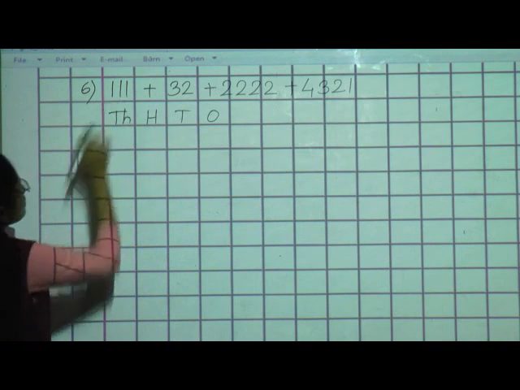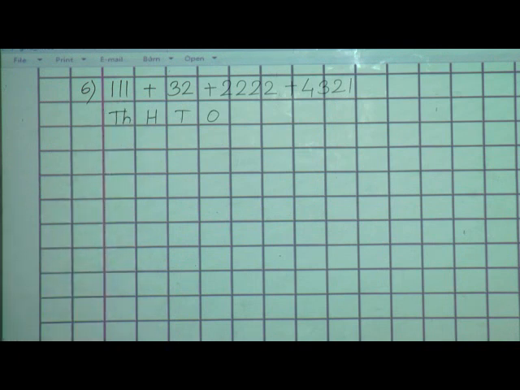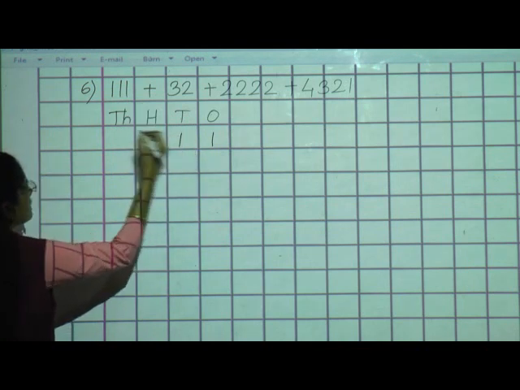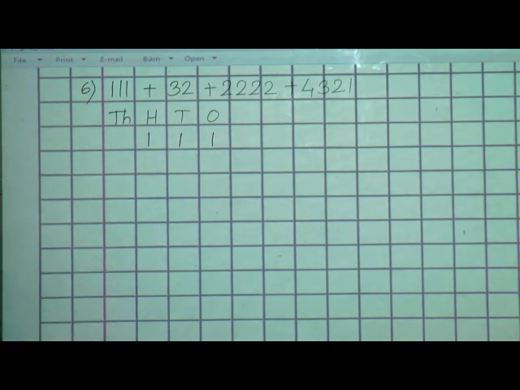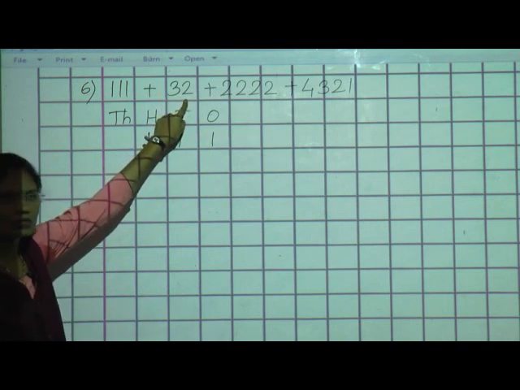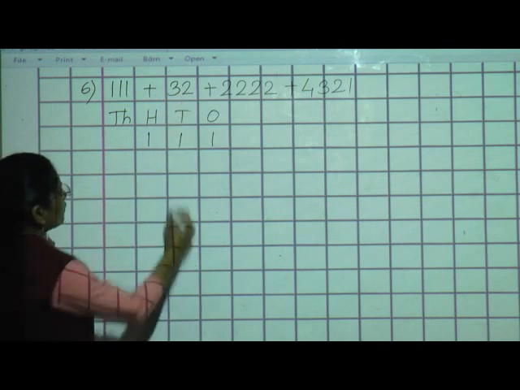Okay. Now see, the first number is 111. At ones place 1 is there, at tens place also 1 is there, and at hundreds place also 1 is there. Then see the second number. This is a 2-digit number and the number is 32.